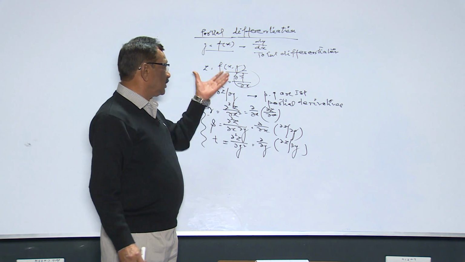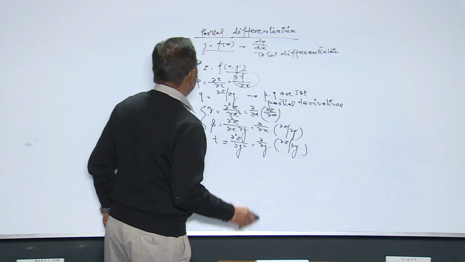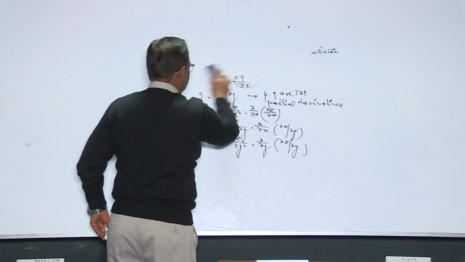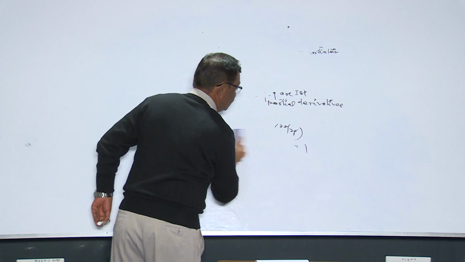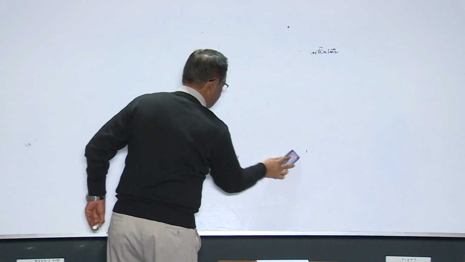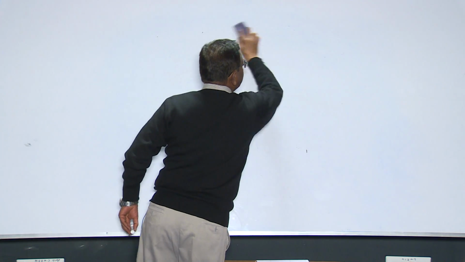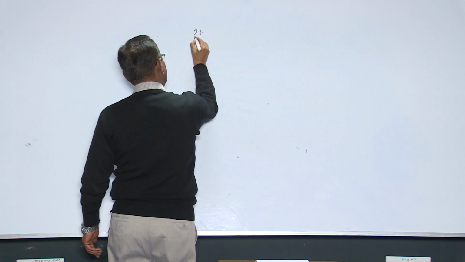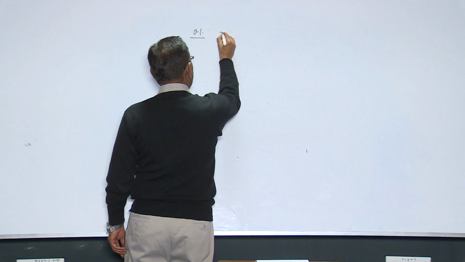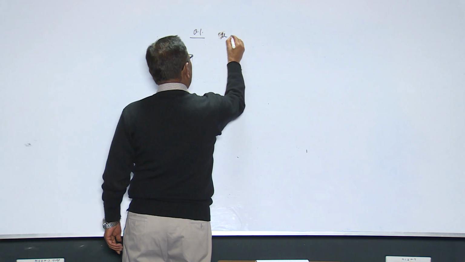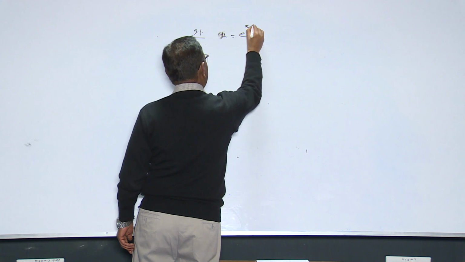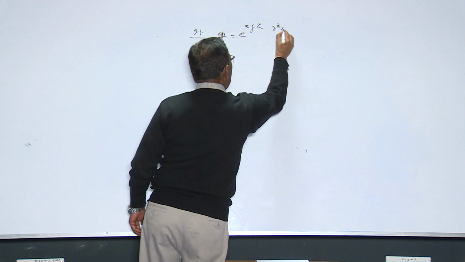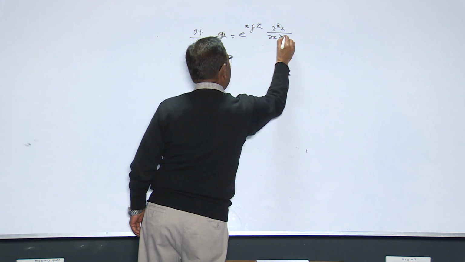So, let us come to the questions. The first one is: if u is a function of three variables x, y, z, then find ∂³u/∂x∂y∂z.